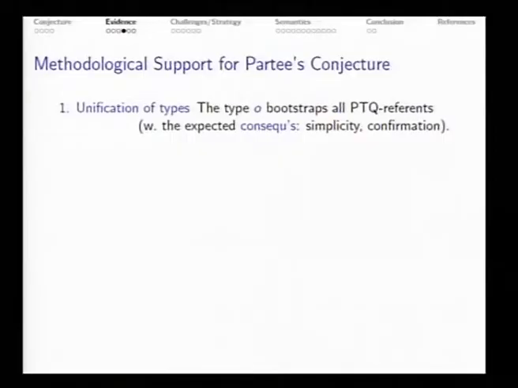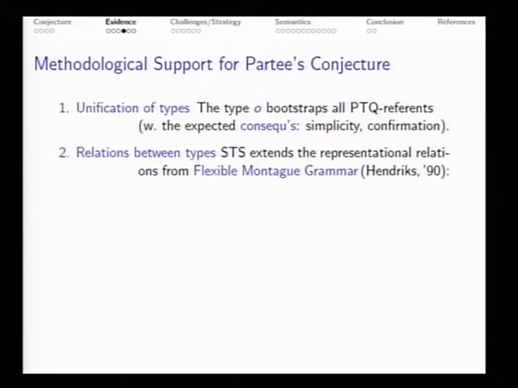Stronger support for the conjecture will then come from methodological considerations. These will especially include considerations of the unification of Montague's semantic ontology and of the identification of representational relations between different types of objects. With respect to the first of these factors, observe that by replacing Montague's types E and ST by just one single basic type of object, we'll be able to achieve a complete unification of the semantic ontology, such that our new basic type O will be able to bootstrap all PTQ reference without the use of a second or a third basic type.